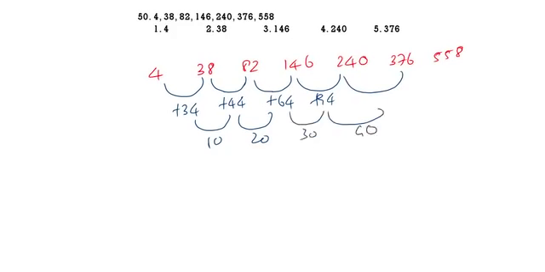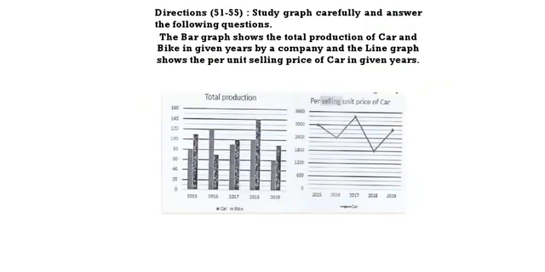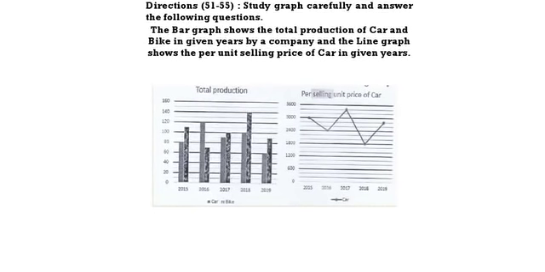That means plus 134. So what is 240 plus 134? It should be equal to 374, not 376. So 374 is the correct answer, not 376. 376 is the wrong one. See the next question. Study the graph carefully, then answer the questions.